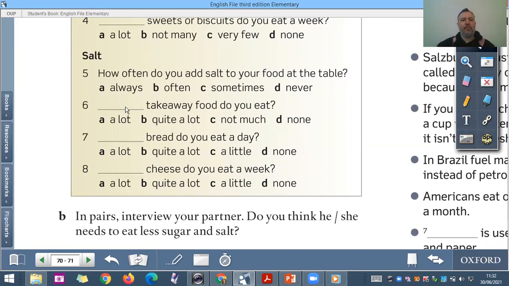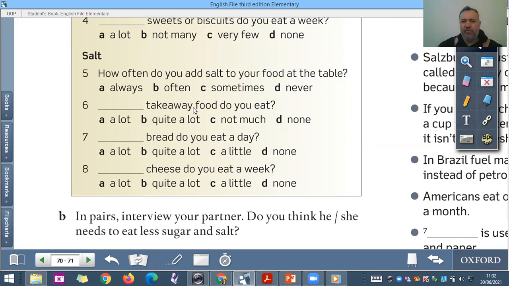Now, takeaway food, do you eat? Is it how much or how many? How much takeaway food or how many takeaway food do you eat? Now you pay attention and you complete it, right?